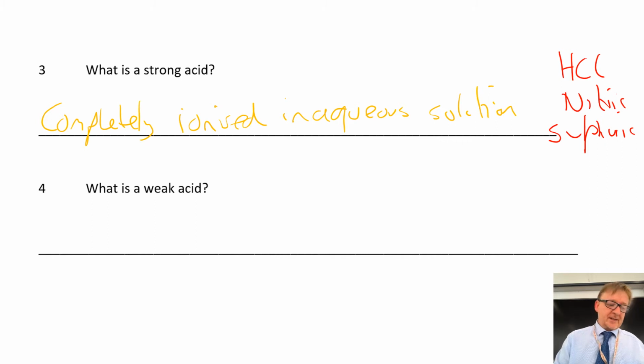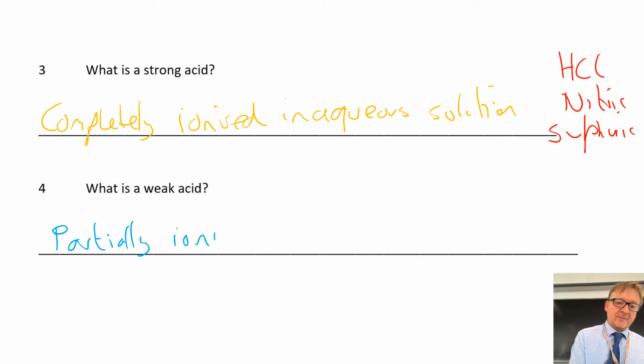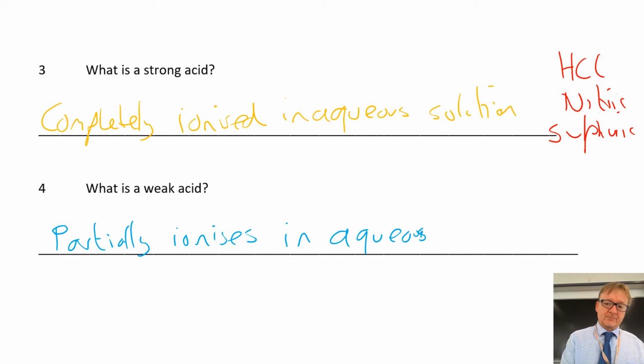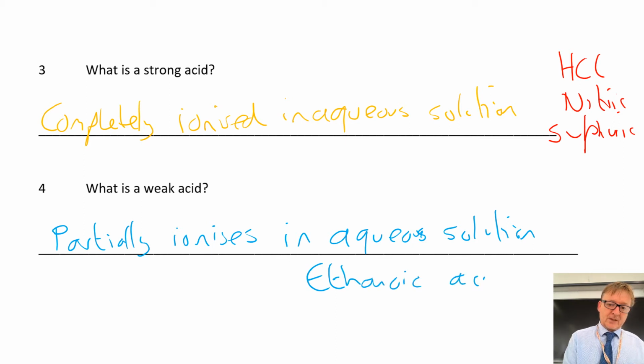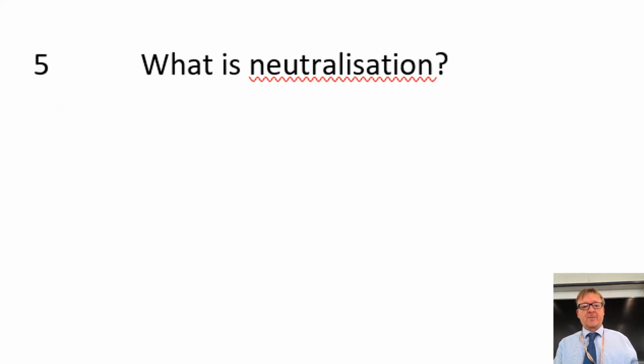What is a weak acid? A weak acid is one that partially ionizes, again in an aqueous solution. Good examples of that are things like ethanoic acid and citric acid. Ethanoic acid is vinegar, citric acid is like lemon juice.